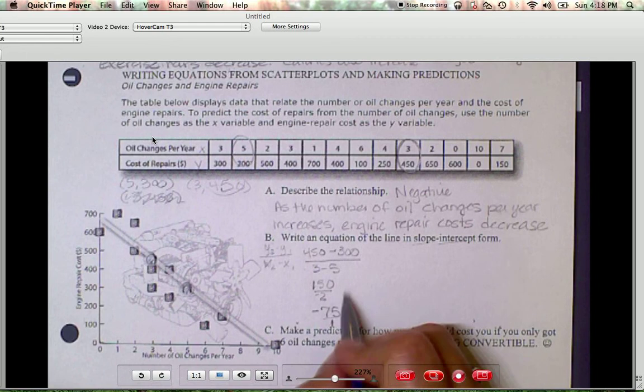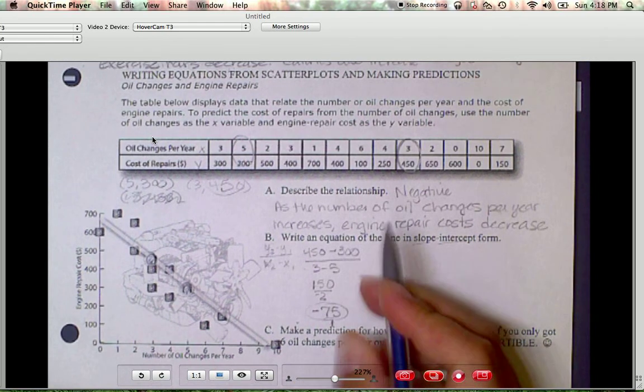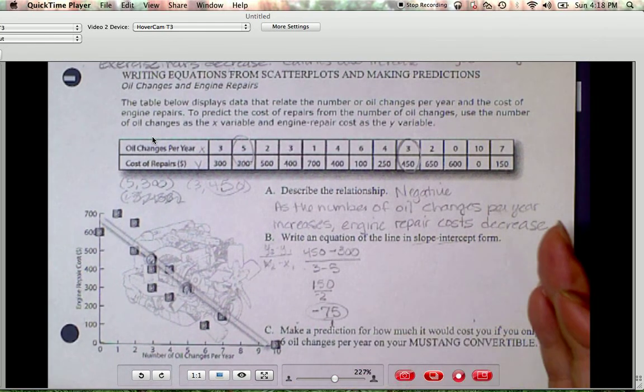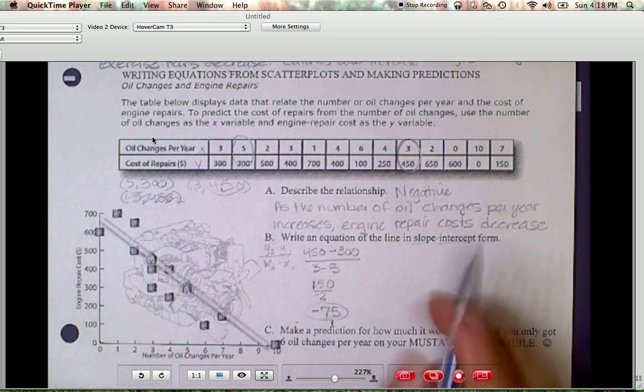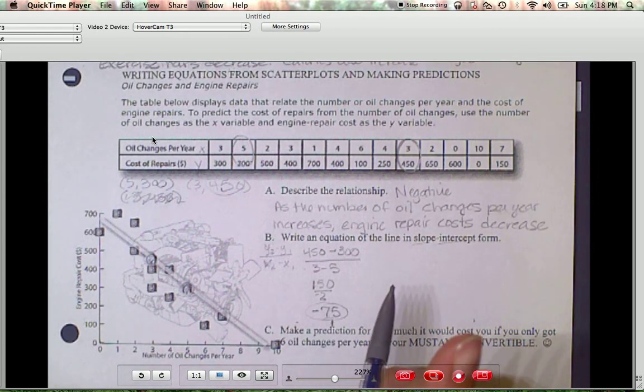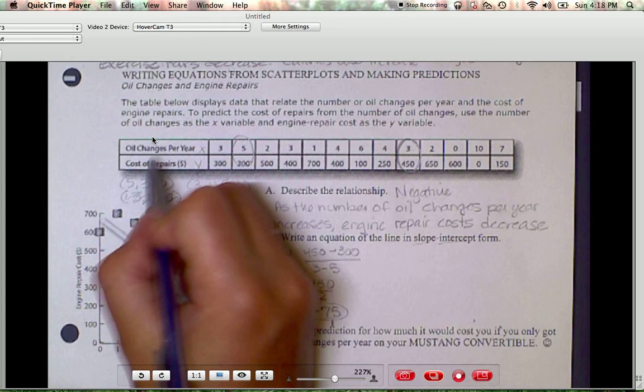So we've got our slope here. It happens to be a whole number. It doesn't look like the other slopes that we've had because we're talking about a real life situation. So here's our slope, and we want to use point slope form. So we choose 1 point. Now I chose the 5, 300.